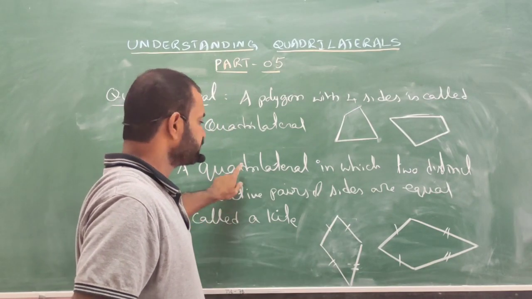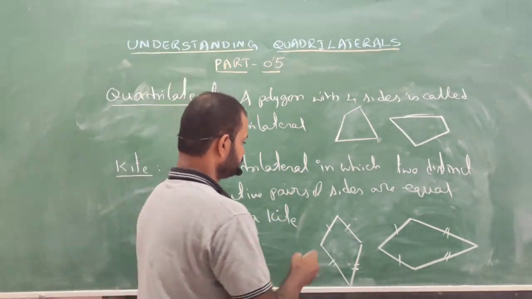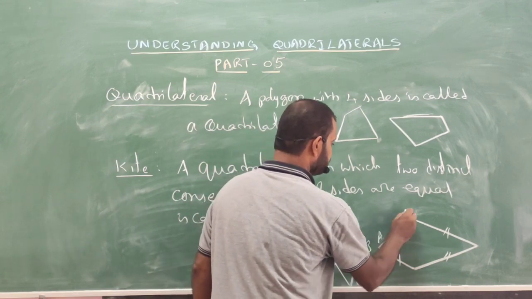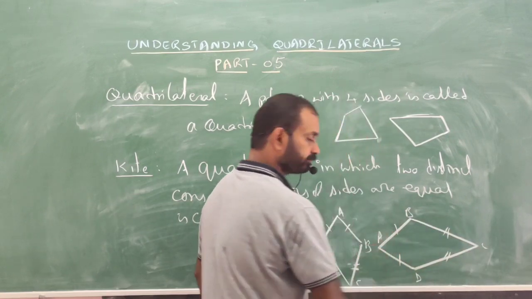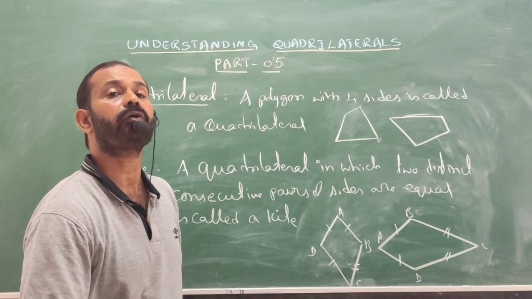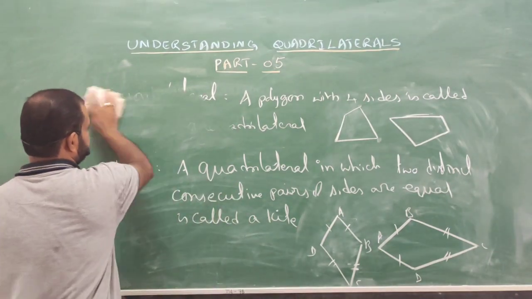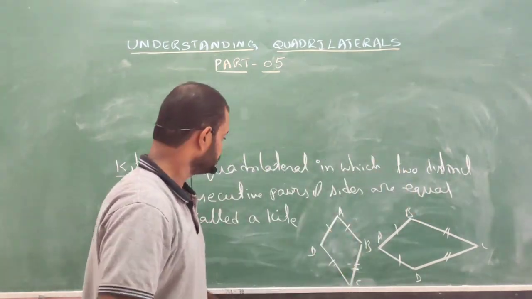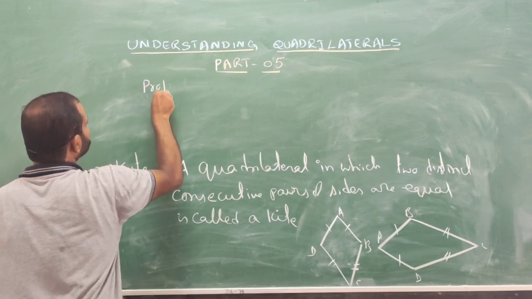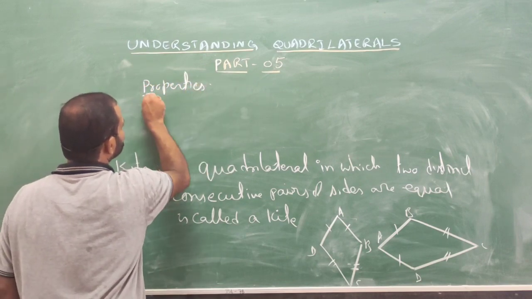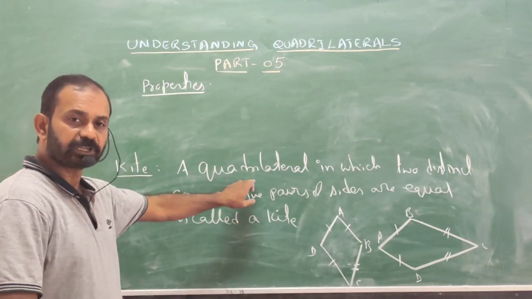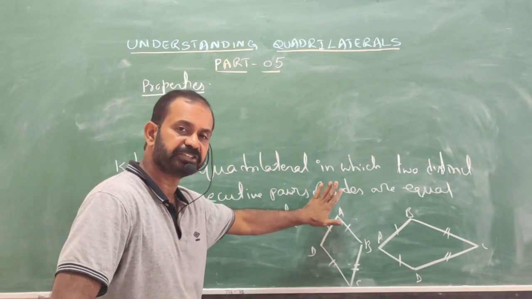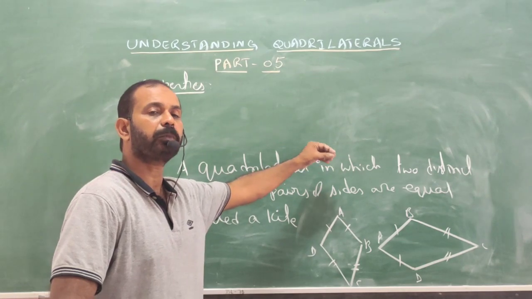Now, what are the properties? This is a definition and a picture. This is A, B, C, D. Or you can take it as A, B, C, D. What are the properties of a kite? Let me write the properties. The properties of a kite are, as per the definition, two pairs of distinct consecutive sides are equal. That is the definition. I am not talking about the definition. I am talking about the properties.